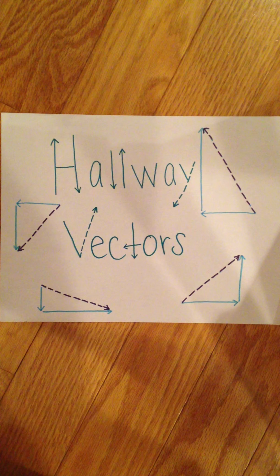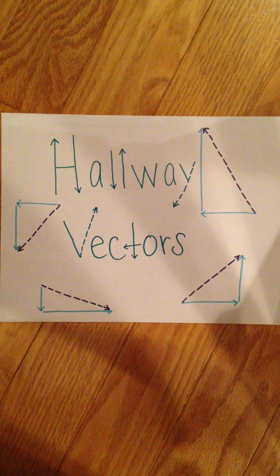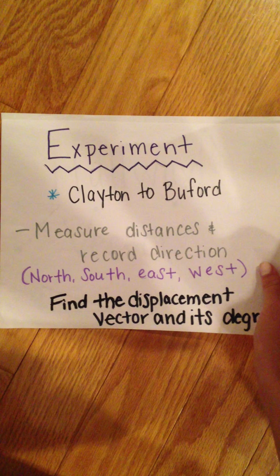Alright, hey guys, today we're going to be doing an experiment called hallway vectors. And before we begin, I just want to make sure that everyone knows that a vector is a measurement that includes direction, whether that be north, south, east, west, or even a specific degree. Alright, so now that we know that, we can begin the experiment.